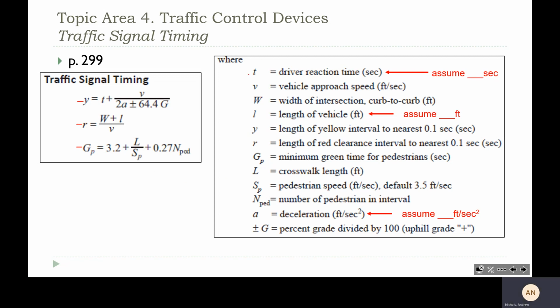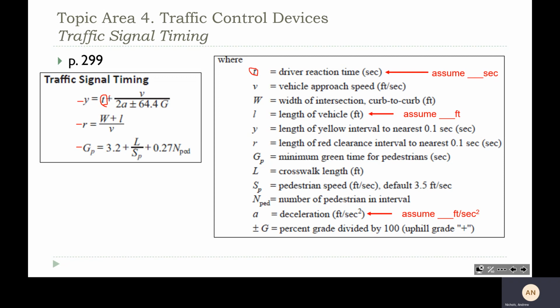So we talked about some assumptions for stopping sight distance. So in the context of traffic signal timing, we still have this driver reaction time T that also showed up for stopping sight distance, which we assume to be 2.5 seconds. What do you think is a reasonable reaction time for a driver's reaction for traffic signal timing? And it really only shows up here for the yellow time. What do you think is a driver's reaction approaching a traffic signal?